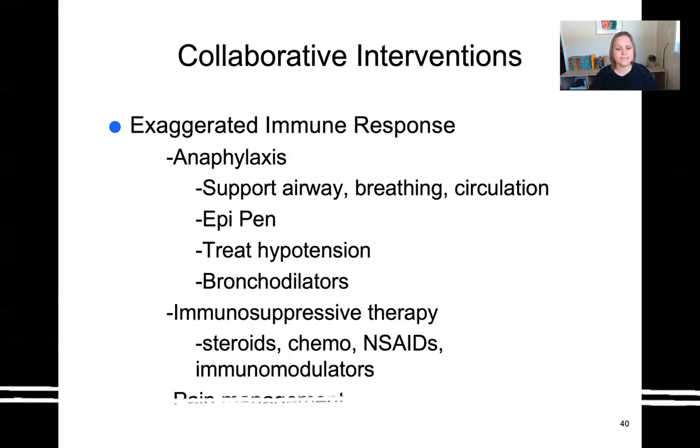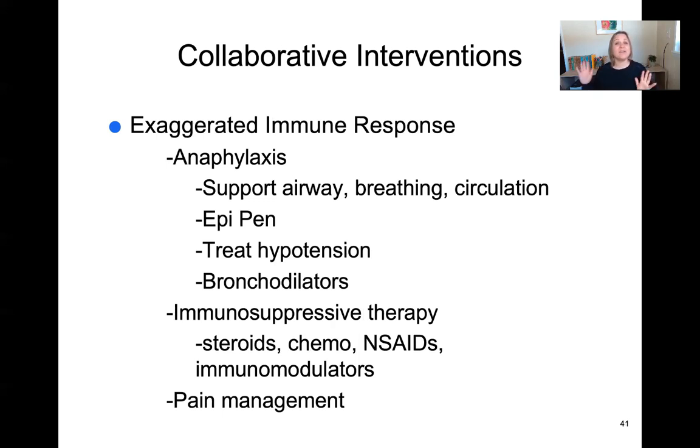And on the flip side, if they have an overactive, way too aggressive immune system, if they have an anaphylactic response, which is a type 1 hypersensitivity response, we're going to give them an EpiPen, support their airway, breathing, circulation, treating the hypotension, and giving bronchodilators to open up their airway. And of course, those patients need to be rushed to an emergency room right away.